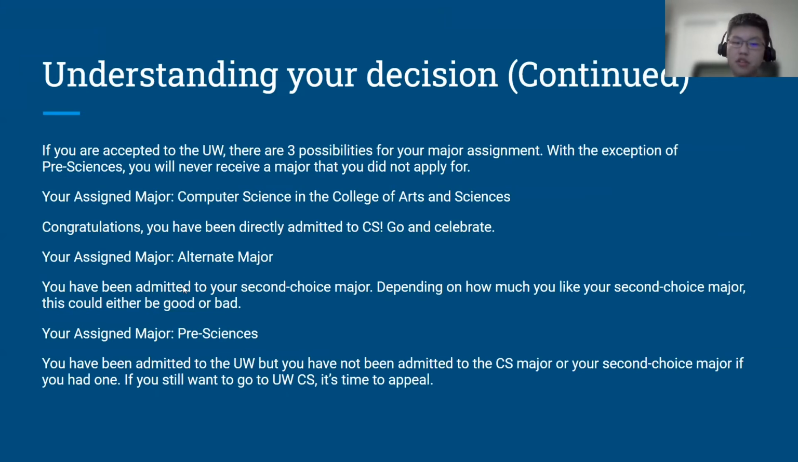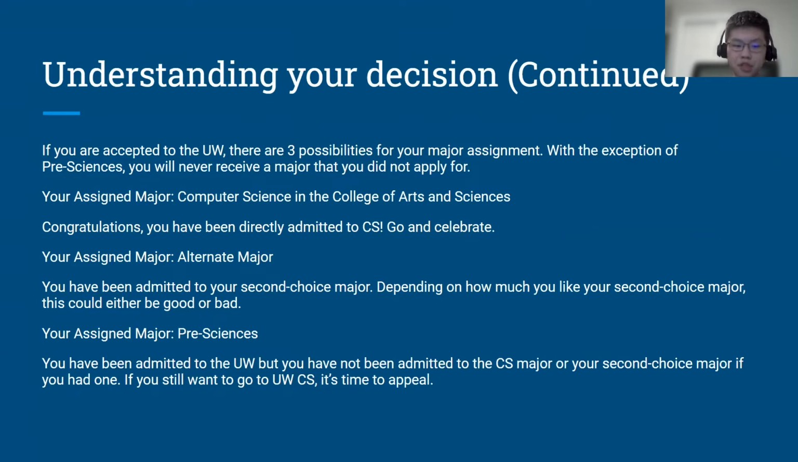So if you are accepted to the UW, there's 3 possibilities for your major assignment. And with the exception of pre-sciences, you will never receive a major that you did not apply for. So let's see all of the possibilities. If you see your assigned major, computer science, in the College of Arts and Sciences, then that means you got into CS and go and celebrate.